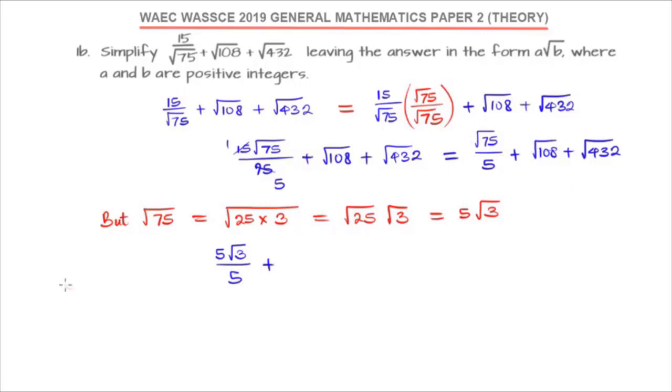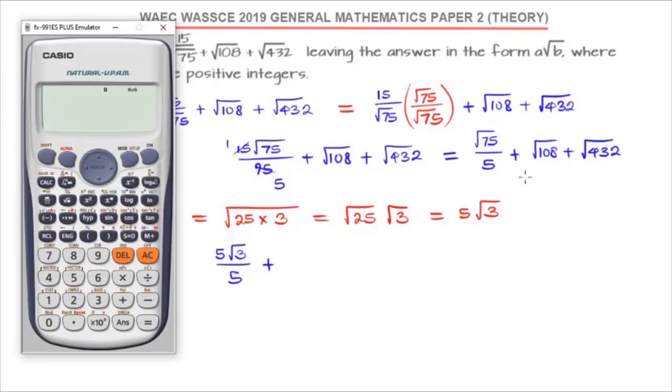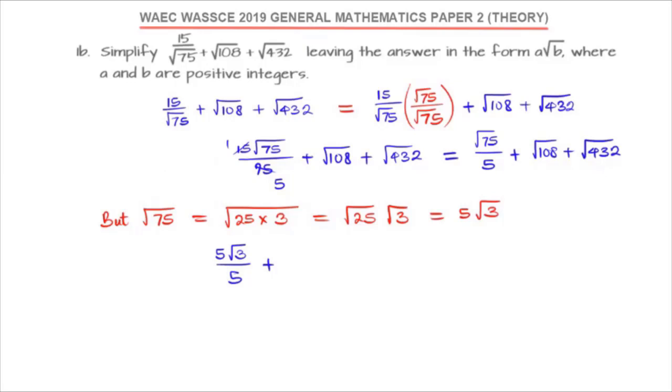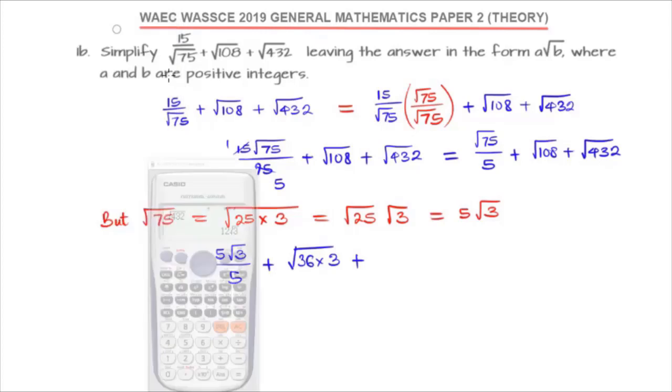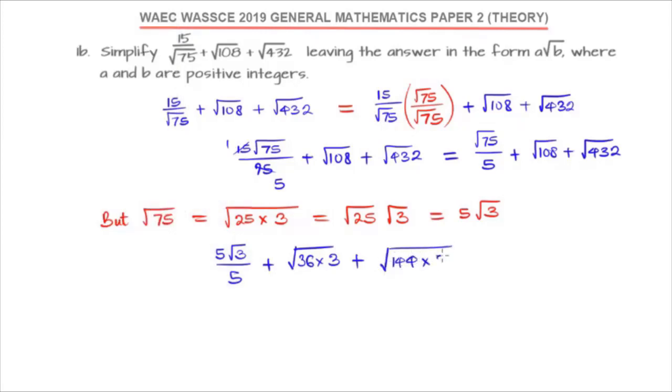now, how do we simplify root 108? For 108, we can get the factors to be 36 times 3, and for 432, we can get its factors to be 144 times 3. Just like we did for root 75, we can also confirm this with your calculator. If you say root 108, my calculator is giving me in short form 6 root 3. And that is root 36 multiplied by 3, and root 36 is 6. So I can just show my working here, that's root 36 times 3. The same thing with 432, that is 12 root 3, and for us, we know it is root 144 times root 3.